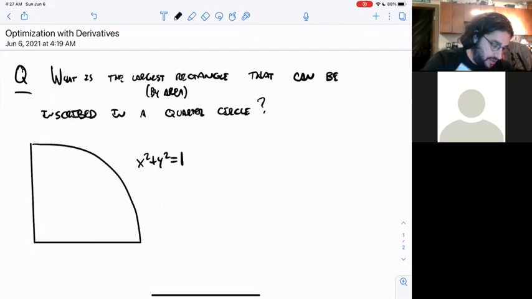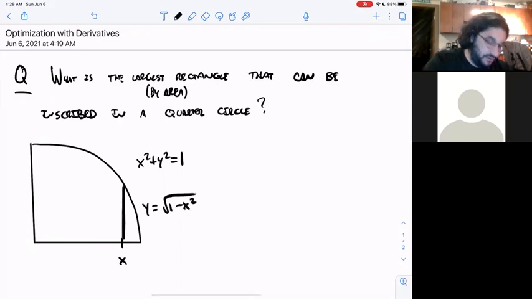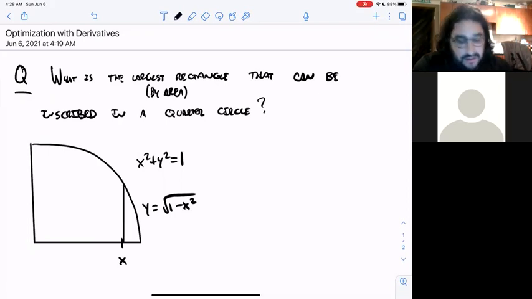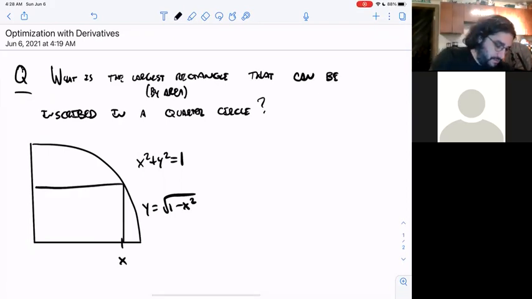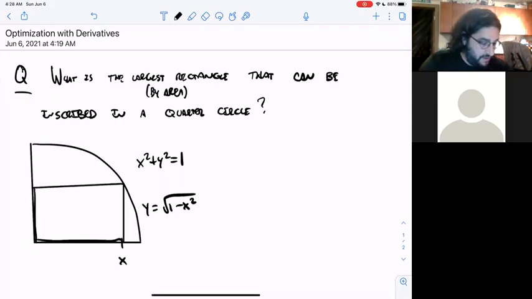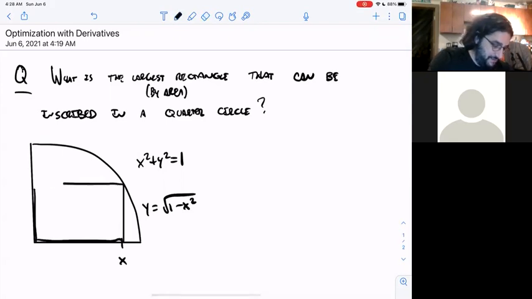So to accomplish this, I'm going to give labels to all the dimensions. Let's call x the width of the rectangle. Then I can say what the height of the rectangle is: y equals the square root of 1 minus x squared, just solving the circle equation for y. That's all we're doing there. And then we can draw our actual rectangle. That is really not a 90-degree angle. There we go, close enough.